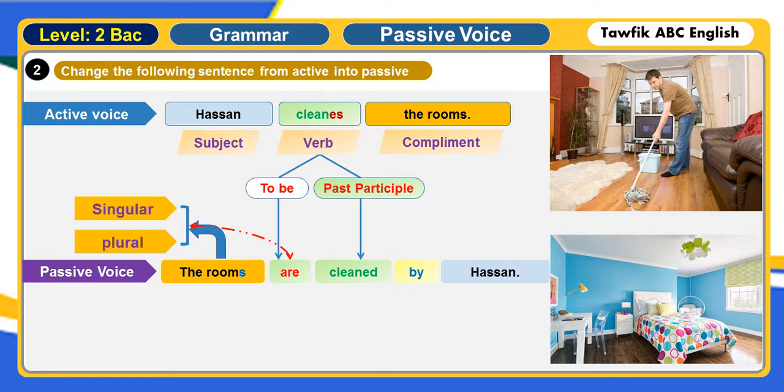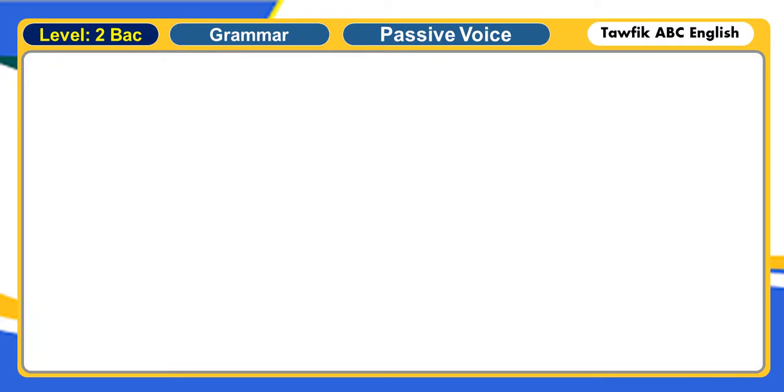نتمنى الفكرة تكون واضحة. يعني قبل ما نشونجي الجملة، كنشوف النيو سبجكت واش سينجلر ولا بلورال، لأنه هو اللي كيحكم لي على الفيرب تو بي شنو غيكون، واش is ولا am ولا are ولا was ولا were ولا etc. والمين فيرب كنردو دائما الباست بارتيسيبل، وهذا هو الباسيف فويس. So عندي new subject, verb to be, past participle, by and new complement.